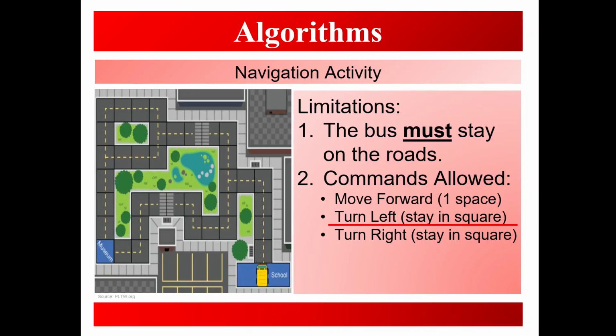The second command is turn left. When you issue the turn left command, the bus is going to stay in the square that it's in, but it's going to rotate 90 degrees to the left or 90 degrees counterclockwise, like that. And finally, the third command you have is turn right. Like turn left, it's going to stay in that square, but this time it's going to rotate 90 degrees clockwise or 90 degrees to the right.